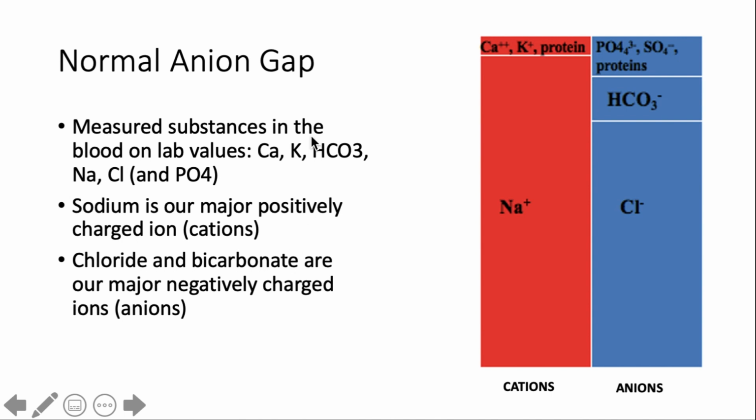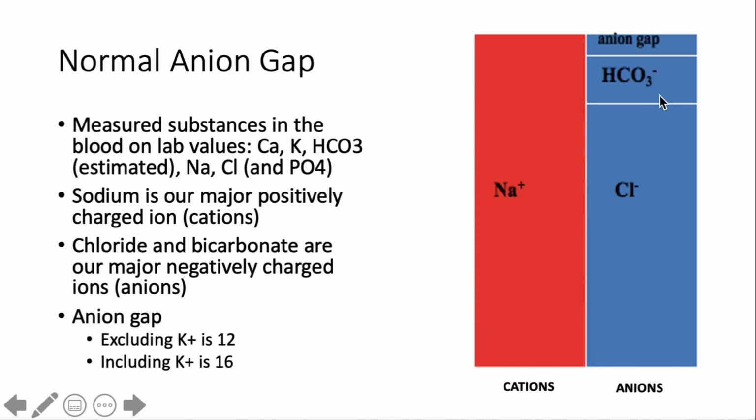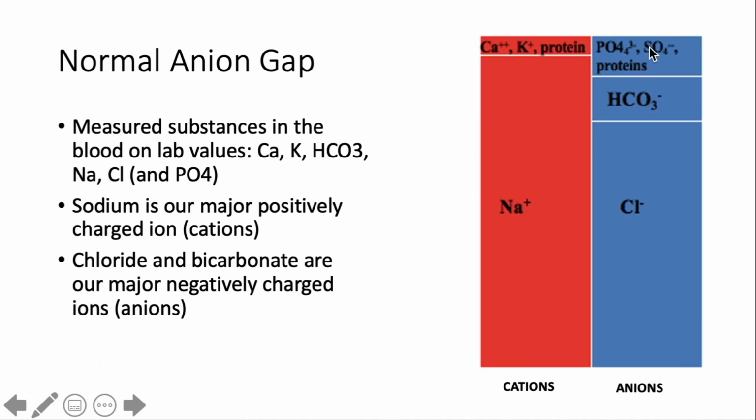Now, in the blood, we usually measure only a few of the substances that exist that are positively and negatively charged. Sodium is our major positively charged ion. These are cations. We also have a little potassium that contributes up here, but mainly it's sodium. The other one is chloride, and that's an anion. Chloride and bicarbonate are easily measured in the blood, and they make up the majority of the anions. So there are all these other ones that we usually don't measure.